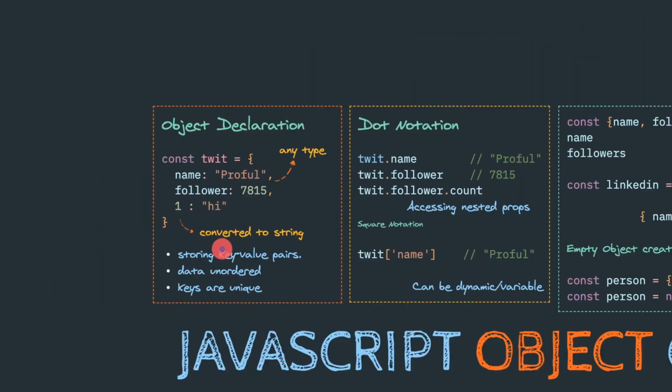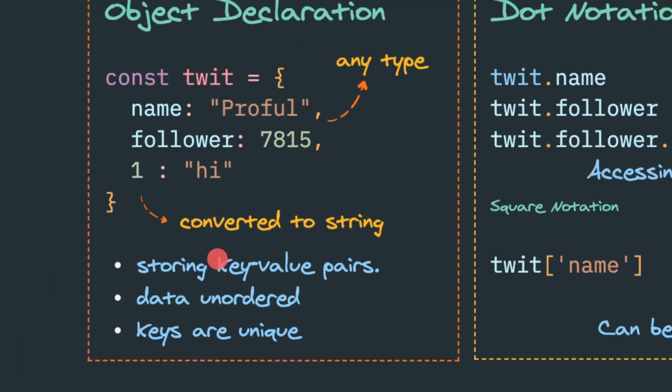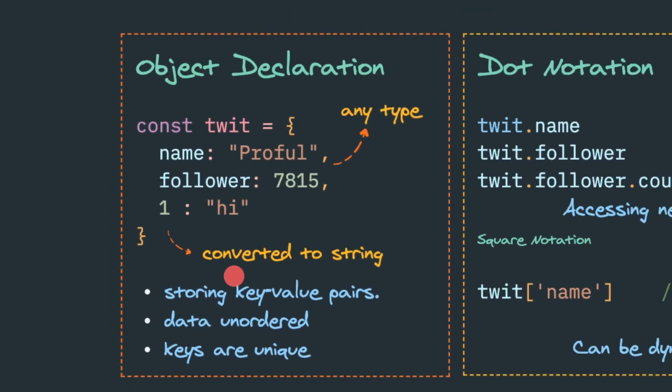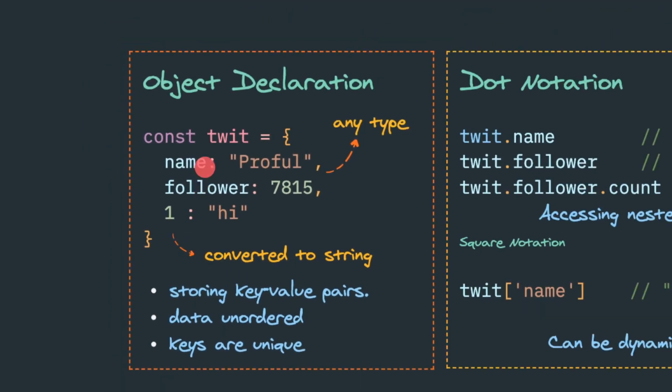So let's start by discussing object declaration. As we are aware, an object is a simple collection of key-value pairs. These keys are sometimes known as object properties, and these are the values. On the left-hand side we can define numbers or any data type, but internally JavaScript will store the key as a string. So the type won't be preserved. The values can be a string, a number, anything else, or even a nested object. So it can be any type.